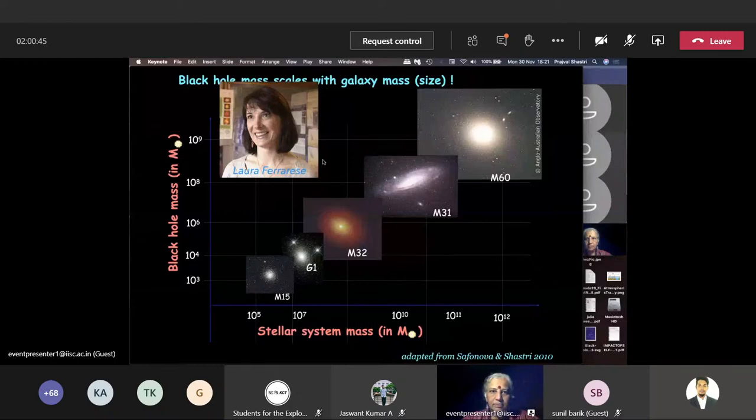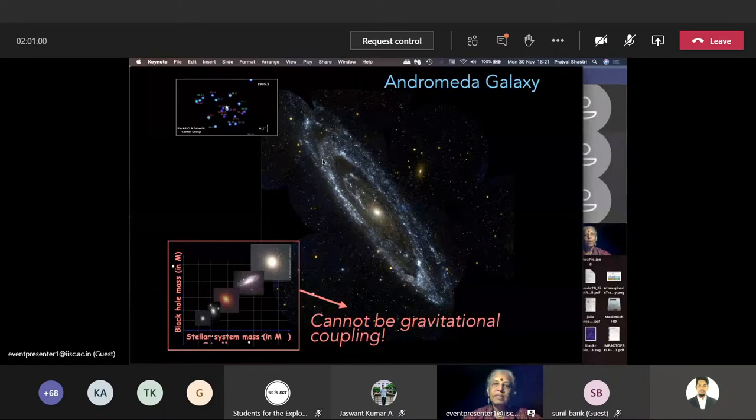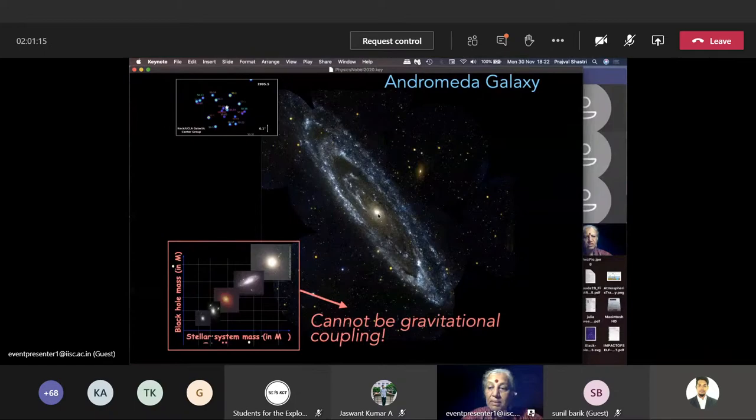This was investigated very extensively by astrophysicist Laura Ferrarese. And this is a pictorial plot of that. These are the real data that show that. And the point is that this kind of a correlation cannot be explained by gravitation alone. Because if you take, for example, the Andromeda galaxy, the central giant black hole is so tiny, actually. It may be a giant black hole, but on the scale of the galaxy, it's really, really tiny. It is smaller than the smallest spot you can imagine on this image. So then it cannot influence the mass in the whole galaxy, meaning the stars forming in the whole galaxy.